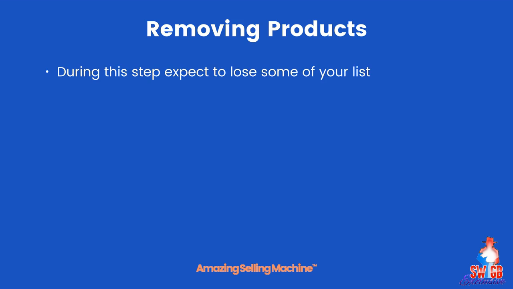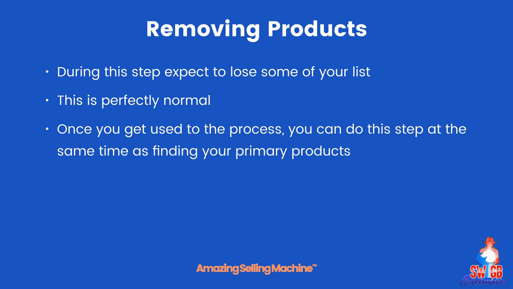Removing products. During this step, expect to lose some of your list, and in fact, you might lose the majority of your first list. This is perfectly normal, and where your patience and being methodical comes into the process. Once you get used to the process, you can do this step at the same time as finding your primary products, and this will speed up the whole process for you.